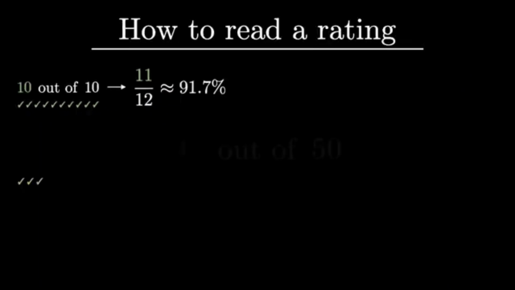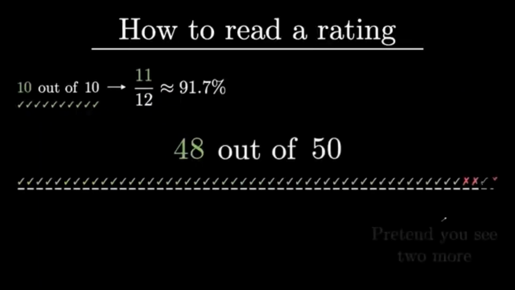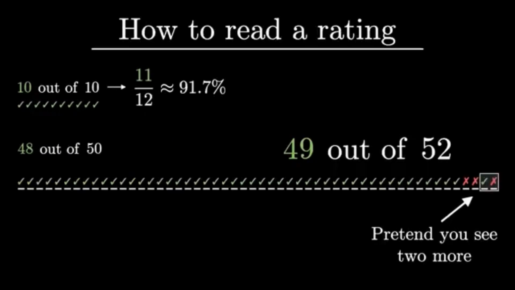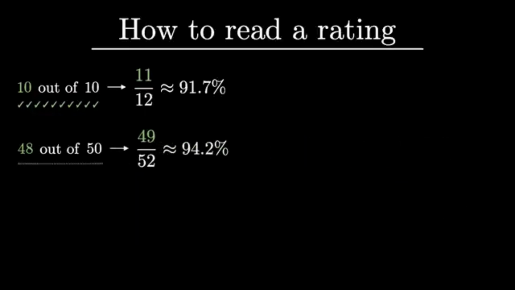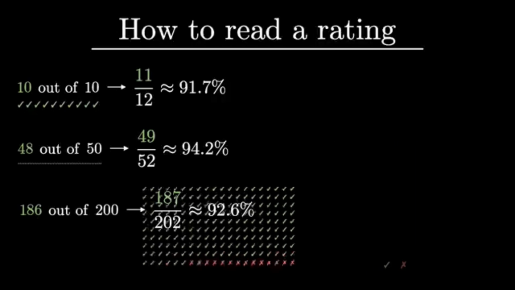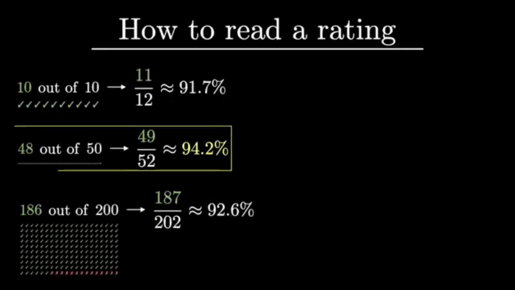So in the case of 50 reviews, where you have 48 positive and 2 negative, you pretend that it's really 49 positive and 3 negative, which would give you 49 out of 52, or 94.2%. That's your probability of having a good experience with the second seller. Playing the same game with our third seller who had 200 reviews, you get 187 out of 202, or 92.6%. So according to this rule, it would mean your best bet is to go with seller number 2.